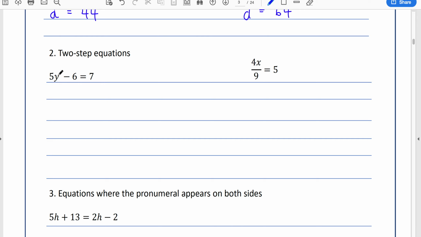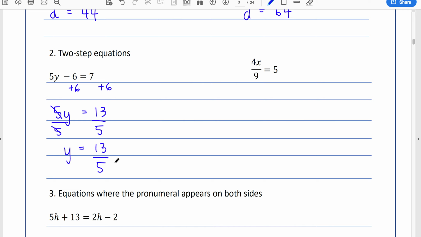First of all, I've got 5y, but then 6 is being subtracted. Since I'm going backwards, I deal with this part first. So it's being subtracted, so I'm going to add it to both sides. That will leave me with 5y is 7 plus 6. So you can just put 13. And then my next step, here the y is being multiplied by 5, so I'm going to divide both sides by 5. That, of course, cancels it out because 5 divided by 5 is 1. And I'm left with this answer, 13 over 5.